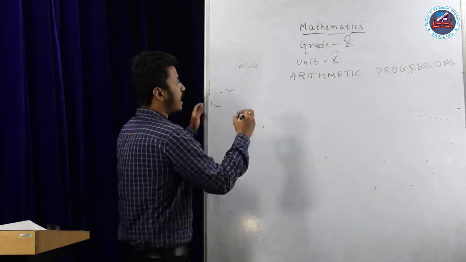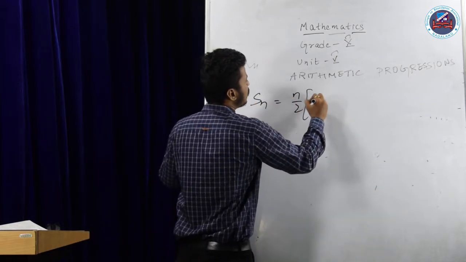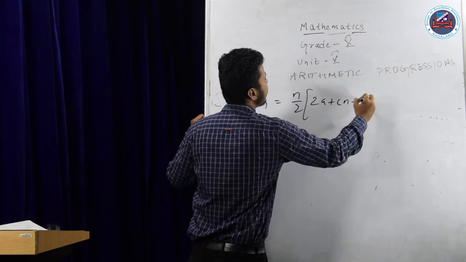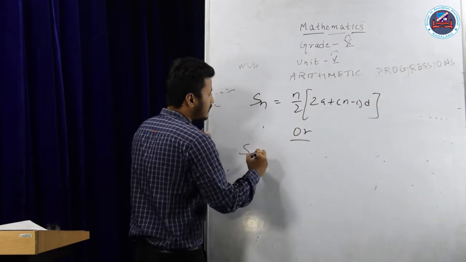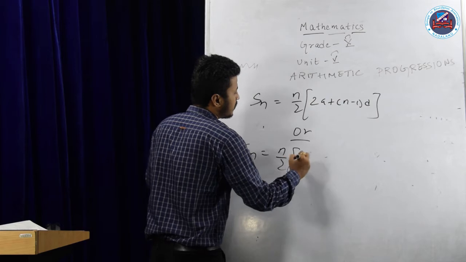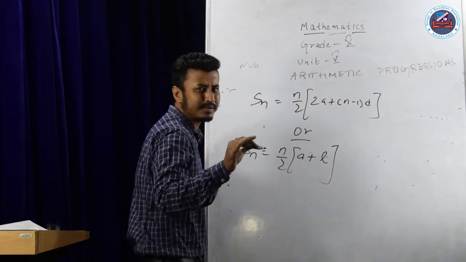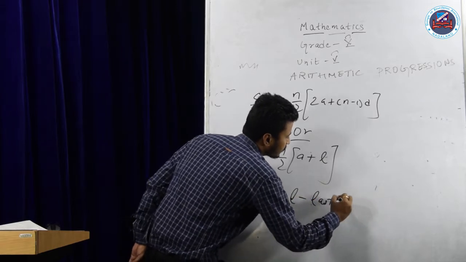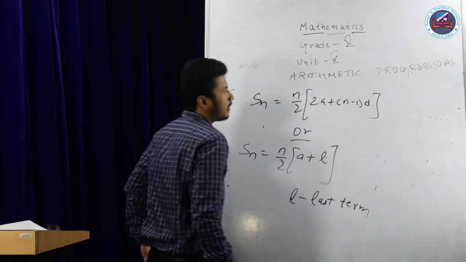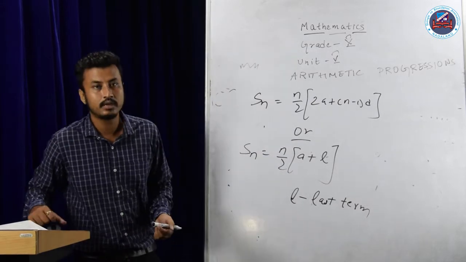Two formulas which you have to remember: sum of n terms is given by Sn equals n by 2 into (2a plus (n minus 1) into d). This is the first formula. Or Sn equals n by 2 into (a plus l). Now guys, l is not something special, it's not rocket science. L is nothing but the last term. So these are the two formulas which will be applied in these questions.